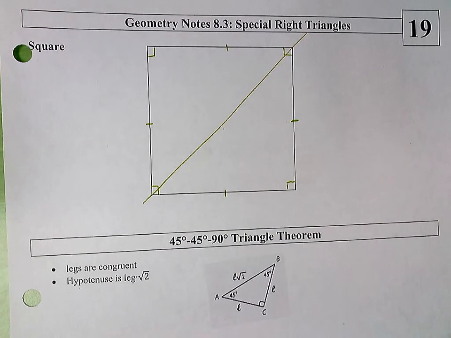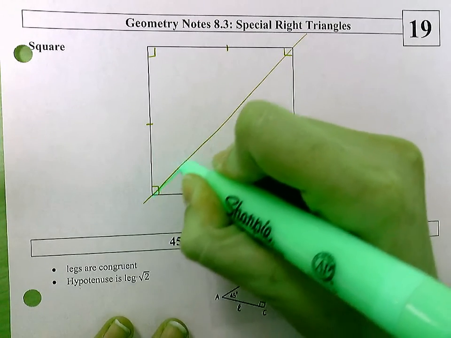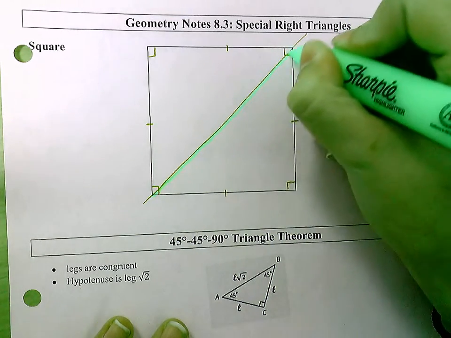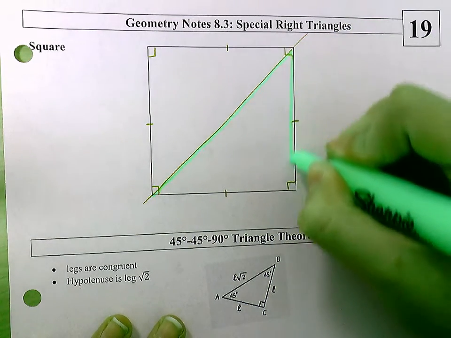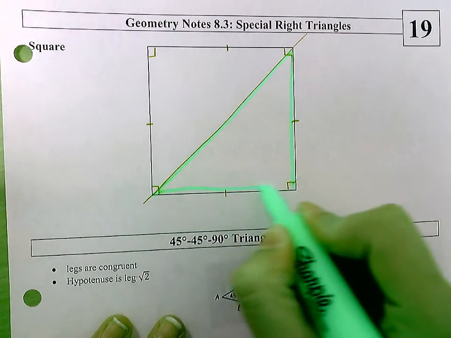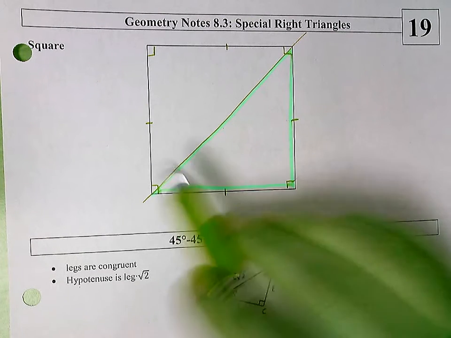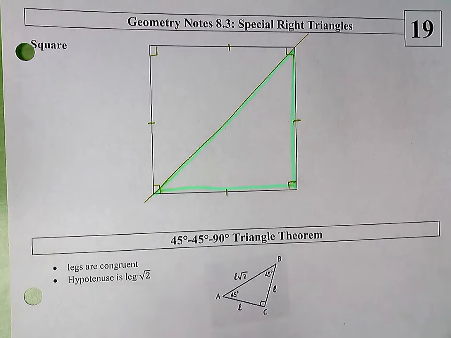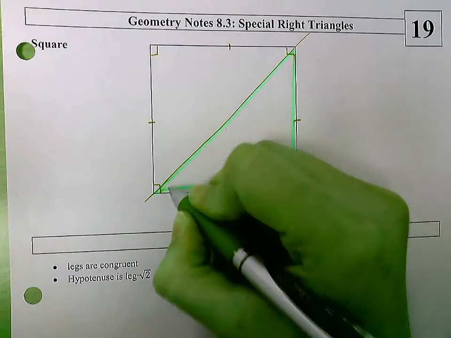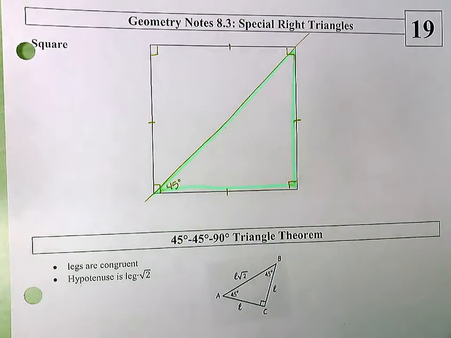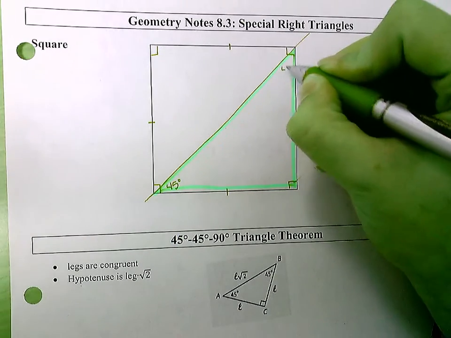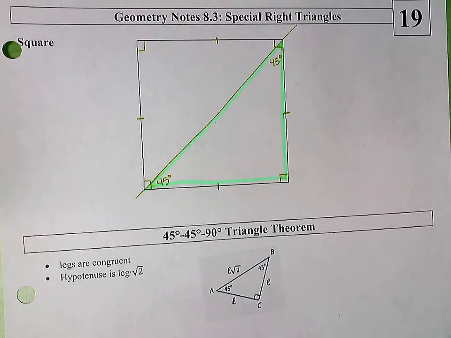All right, so I want to focus, and my highlighter is really bright, so focus on this one right here. Okay, so I'm focusing on this right triangle there. Now when I drew in this diagonal, it split that 90-degree angle into 2 equal parts. So this angle here would be 45 degrees, and this angle up here would be 45 degrees.